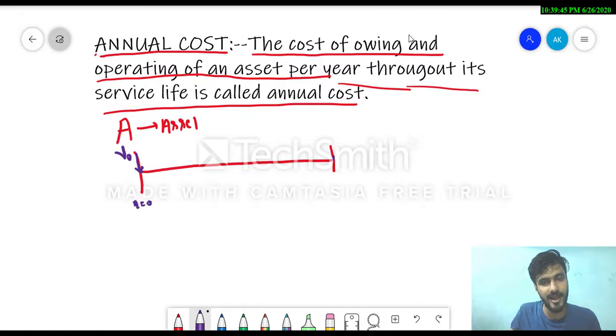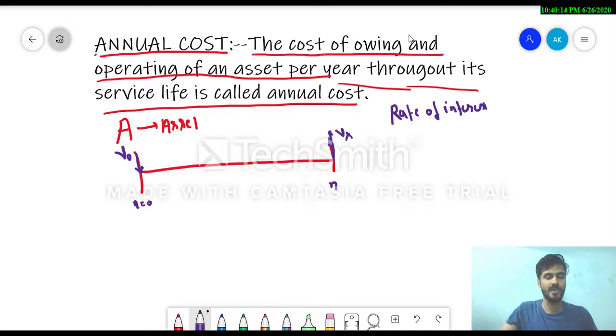And here after a service life of n years, you will be getting a particular amount Vs, that is the salvage value Vs at n equals n year. Second thing, here V naught is the initial investment and Vs is the salvage value of the asset. Now n is the service life. Now the rate of interest, I am going to assume, is equal to I.